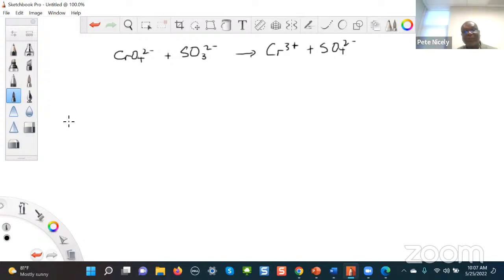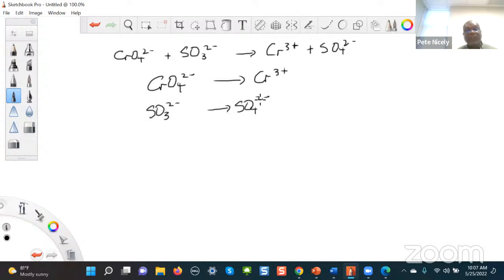And typically when you're given a problem involving balancing redox equations, this is something that you'll be given, right? And your task is to balance it. So if you recall, the first step in this process is that we separate this into 2 half equations. The first half equation would be CrO4 2 minus to give Cr3 plus, and the second half equation would be SO3 2 minus to give SO4 2 minus, all right? So that's the first step.